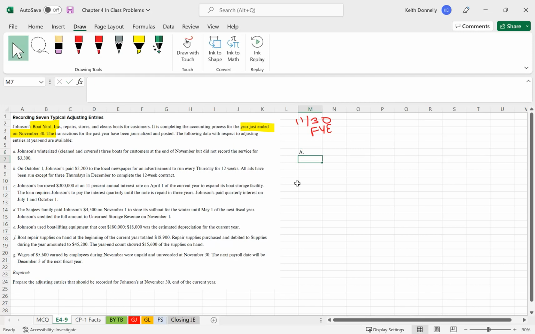So let's look at A. It looks like what the company did in this case is winterize 3 boats for customers at the end of November, but did not record the service for $3,300. Basically, we performed some services and accrued some revenue that we're going to get paid for later. So in this case we would debit accounts receivable and credit revenue for $3,300.